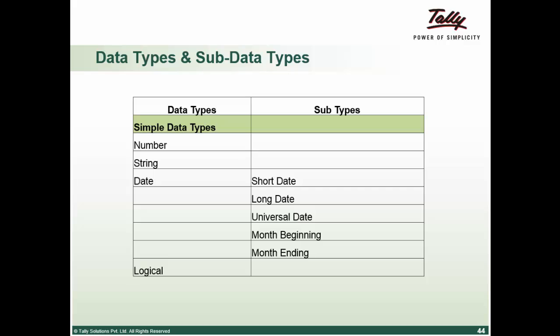So this is a simple table that we have of data types. For data types, we have number, string. This is a simple list. So string, date. In date, the subtypes that we can have are short date, long date, universal date. But it will return you a date. That's it. And we have logical.